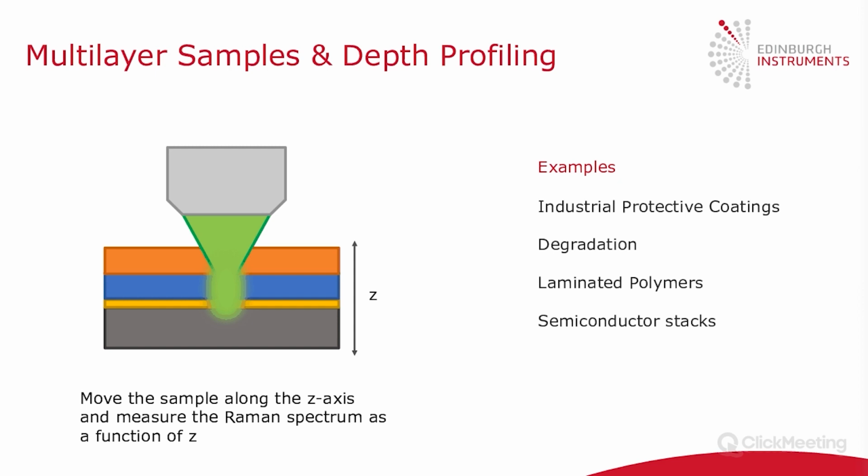So for many applications in material science, you have multiple layers. Some examples are protective coatings in industry, typically composed of several layers, or you might want to look at how the properties of a single material change as a function of depth, for example, looking at degradation and permeation through a substrate. Many polymers are deposited as laminates, so one polymer deposited on top of the other to get a combination of their properties. And also in semiconductor manufacturing, you almost always have a stack of different materials, one atop the other.